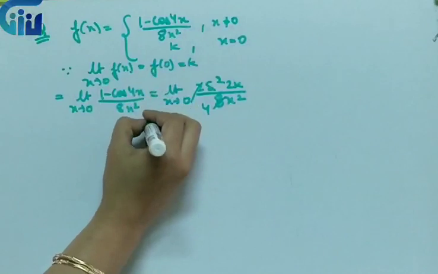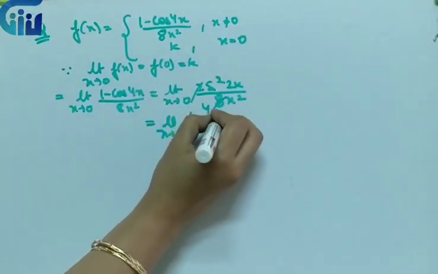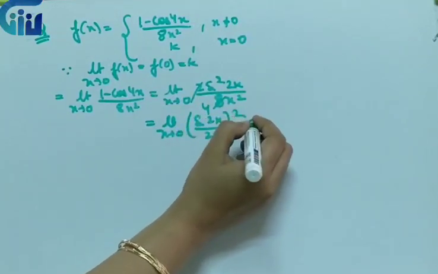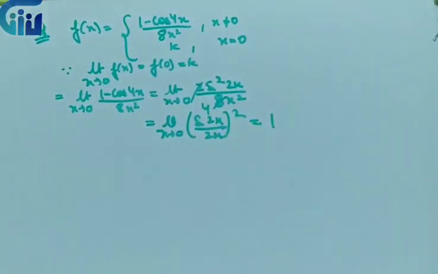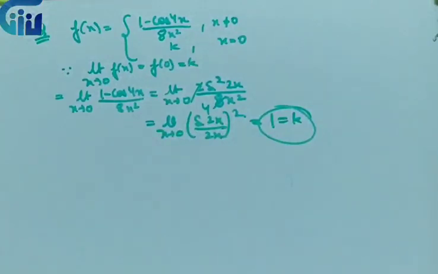So we will have limit x tending to 0. I can write it as (sin 2x upon 2x) whole square, which is 1 by the identity limit x tending to 0. So this is equal to k. So what is the value of k? k is 1 over here, right?